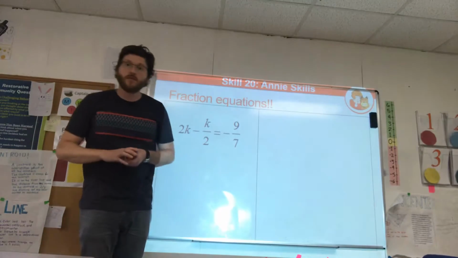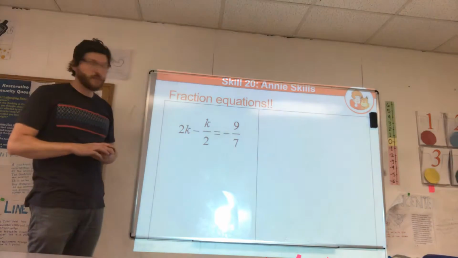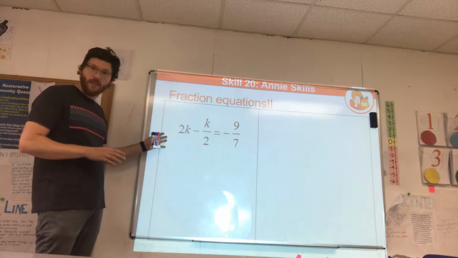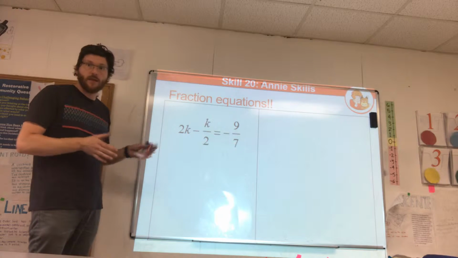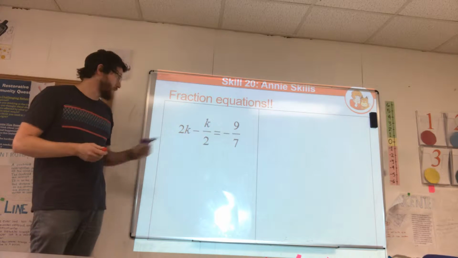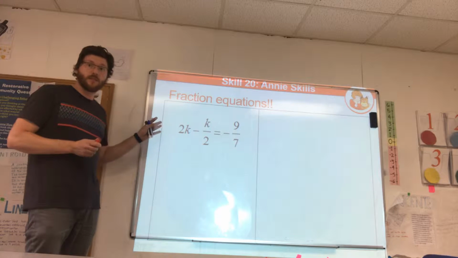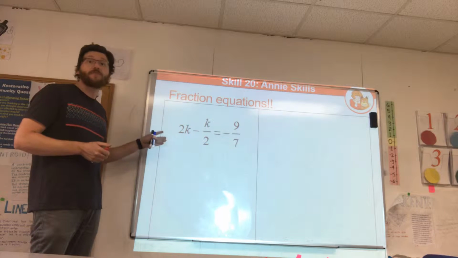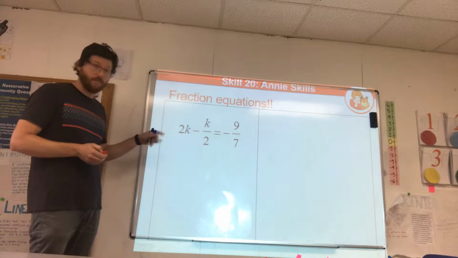Alright guys, quick video today on fraction skills, specifically this type of equation, which we've just been calling a fraction equation in class. These pop up on a lot of standardized tests, so we spent some time this week looking at fraction equations. Okay, so let's jump in.